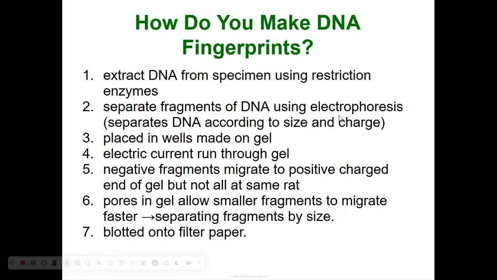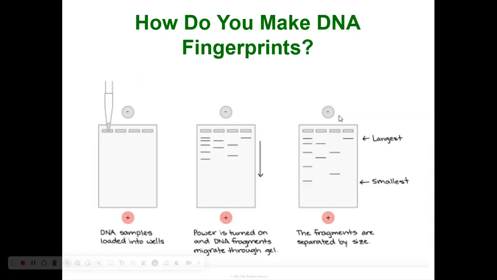The negative fragments of DNA are then going to actually be pulled or migrate towards the positive charged end of the gel. The tiny little holes or pores in the gel are going to help to separate those DNA fragments based upon their size. The smaller the fragment, the further the fragment's going to travel through the gel, hence giving us all different patterns and bands when it's all said and done.